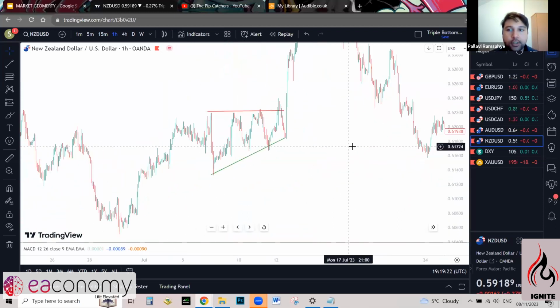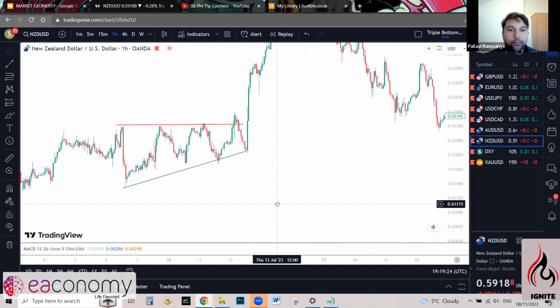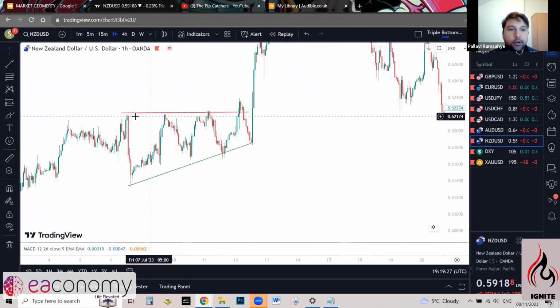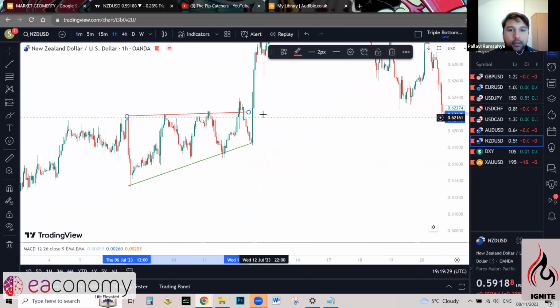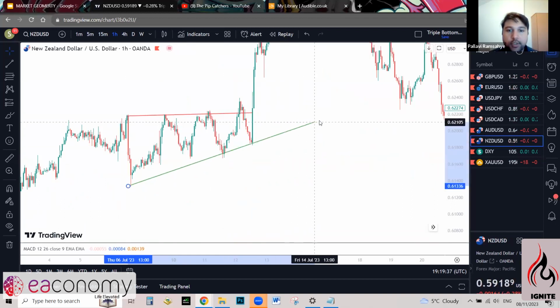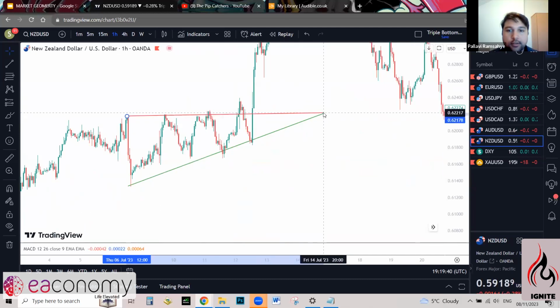So I want to get everybody's thoughts on this markup right here. What does everybody think to this? Do we think that that's valid? If I pull this out here, do we think that that's valid? Would we use that? Would we use that pattern? Would we trade this pattern? You would trade that pattern.